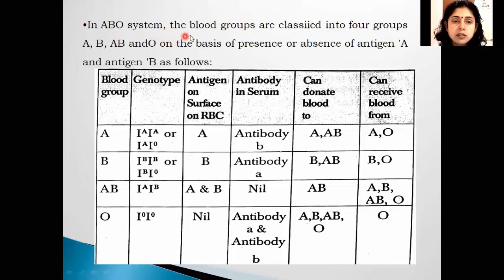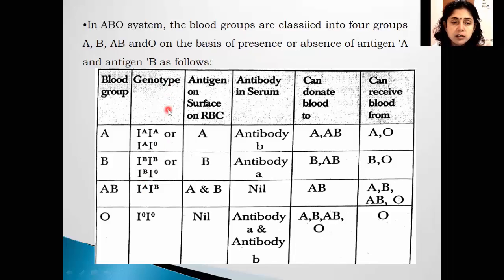In the ABO system, the blood groups are classified into 4 groups: A, B, AB, and O, on the basis of the presence or absence of antigen A and antigen B, as follows. Here you can see the 4 types of blood groups.